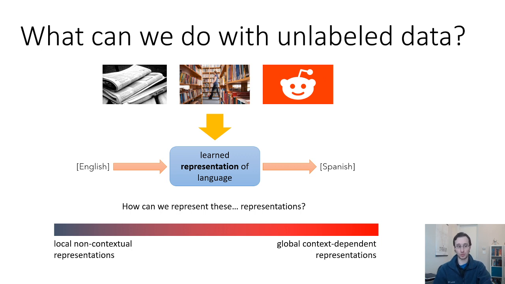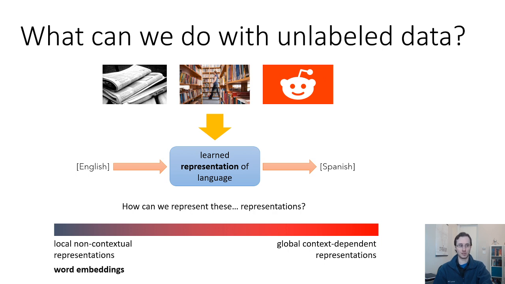So on the other extreme, you could imagine global context-dependent representations. These are representations that will be computed by reading in an entire sentence or even an entire paragraph of text, and then constructing representations of the tokens in that sentence that take into account the way it is used in that particular sentence or that particular paragraph. It's a kind of bespoke representation specific to that piece of text.